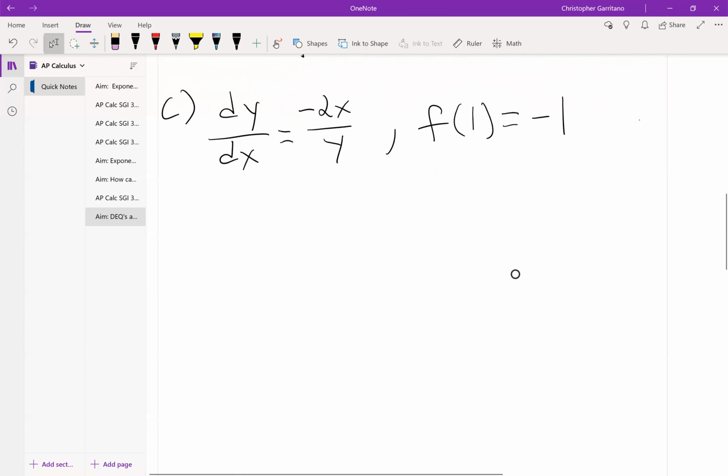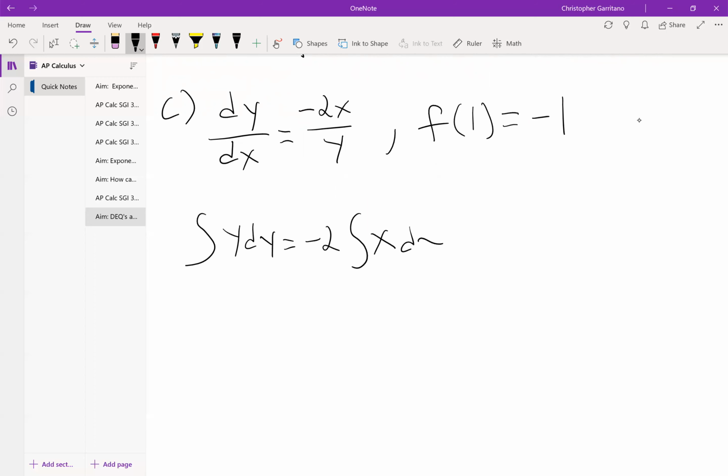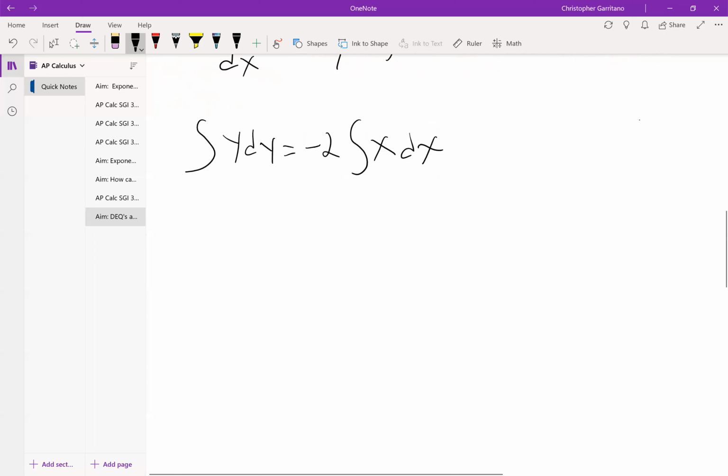Now I'm going to use this information to find the actual particular solution of this function, given this initial condition. The first thing I'll do is separate my differentials. The good thing is this is a separable differential equation, so I don't really have to rely on a slope field. I can separate and integrate. So I'm going to have the integral of y dy equal to negative 2 times the integral of x dx. Integrating, I have y squared over 2 equals negative x squared plus c.